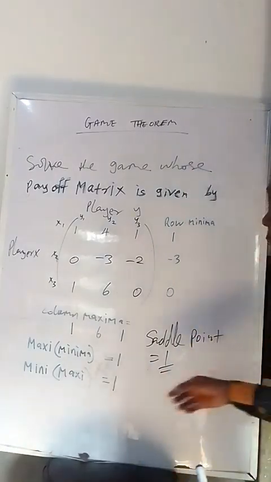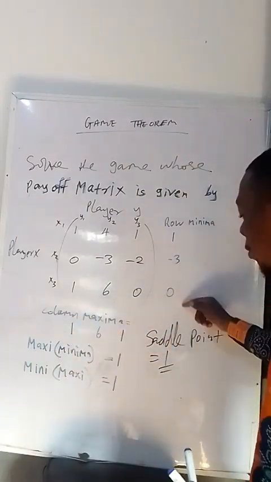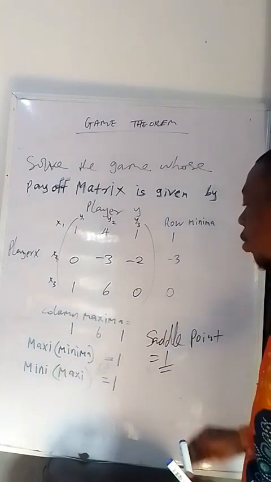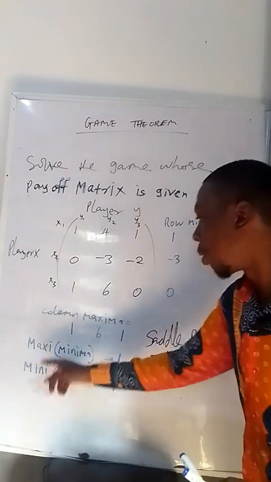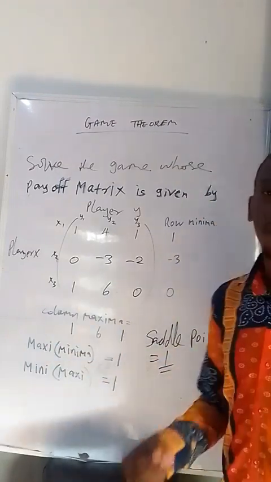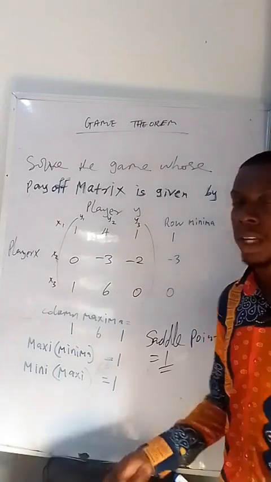Remember what I said earlier. When the value of the maximum among the minimum is equal to the value of the minimum among the maximum, then saddle point exists. And this saddle point is also the value of the game here.